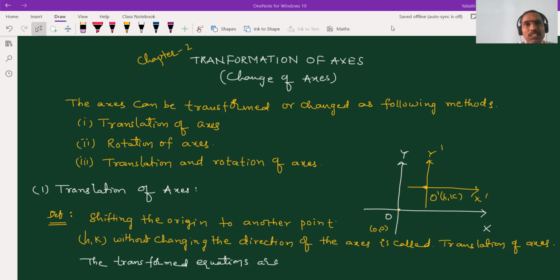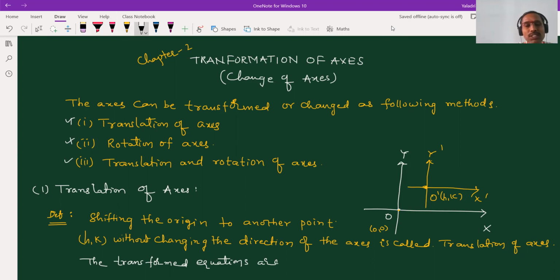There are three methods. There is a translation of axis, rotation of axis, and translation and rotation of axis, right? Axis can be transformed or changed by the following methods. First is translation of axis, second is rotation of axis, and third one is translation and rotation of axis, right? But we will discuss only translation and rotation of axis.